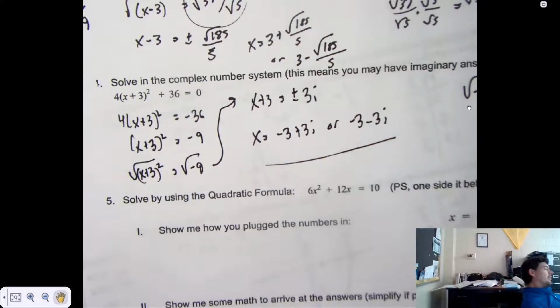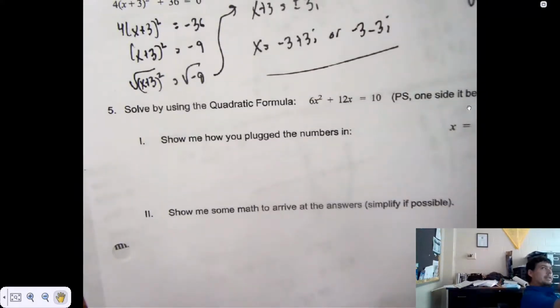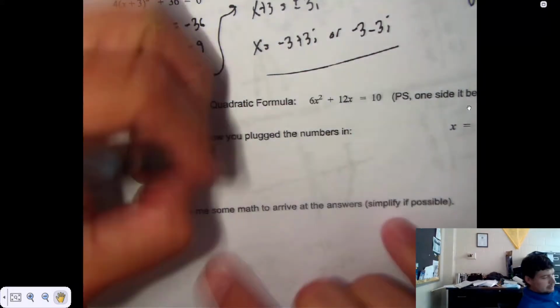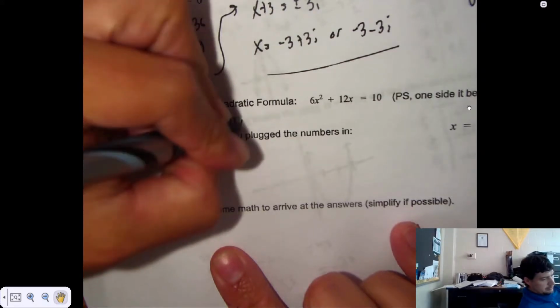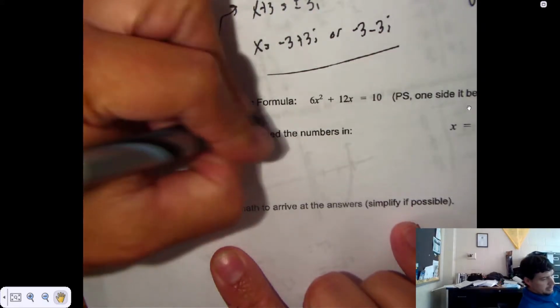You could factor that if you wanted to, but you don't need to. You could pull a number, but it doesn't serve any purpose. What's up next? The quadratic formula. It does say PS, one-sided, so I guess we'll do that first. Where's that 10 belong? Left-hand side.